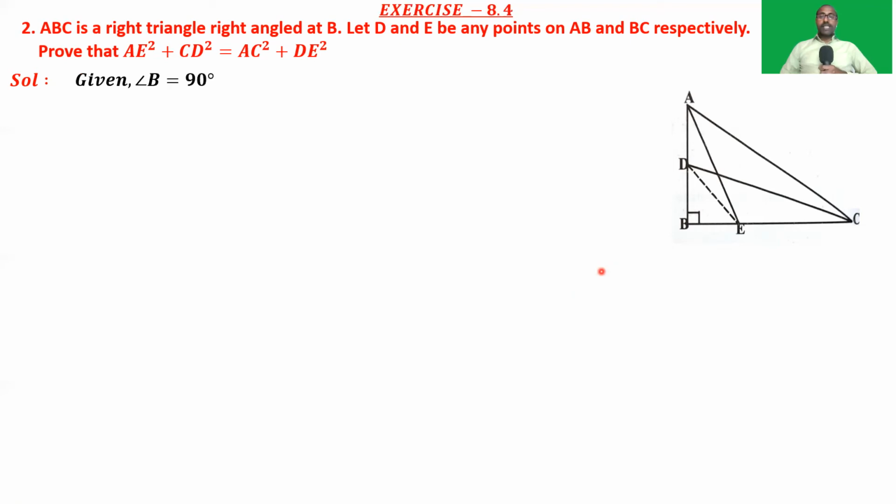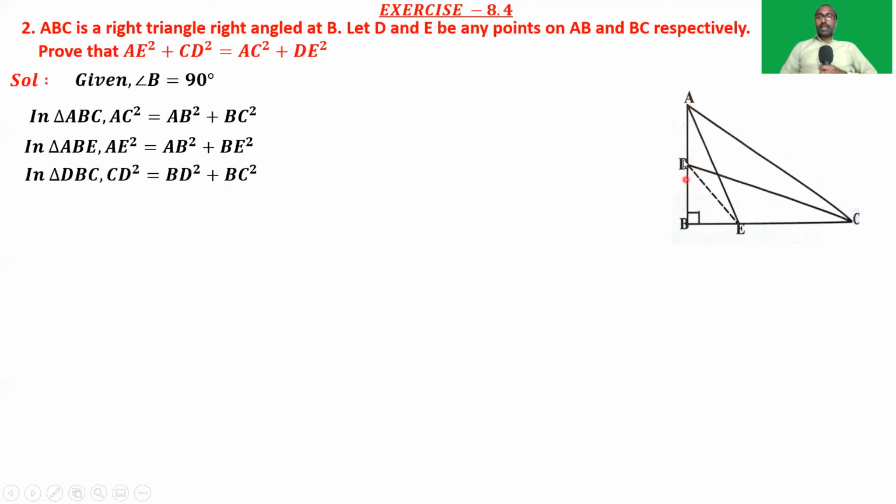So given angle B is equal to 90 degrees. First, in the whole triangle ABC, AC square is equal to AB square plus BC square because of Pythagoras theorem. And take the triangle ABE. In triangle ABE, AE is the hypotenuse and B is right angle. So we can write AE square is equal to AB square plus BE square.